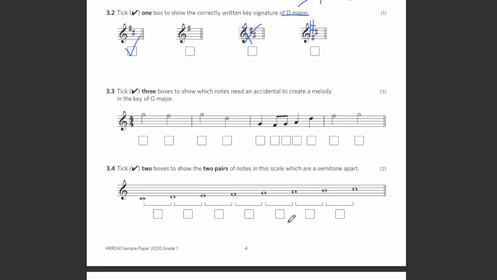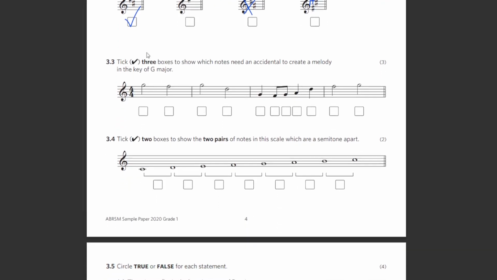Alright, let's move on to 3.3. In 3.3, you're asked to tick 3 boxes to show which notes need an accidental to create a melody in G major. So we know G major has F sharp. In other words, you need to tick F, because they need a sharp. So this is G, this is F, so you need a sharp. G, D, G, this is F, so you need a sharp. G, A, D, then this is F again, so you need a sharp here. And this is G.